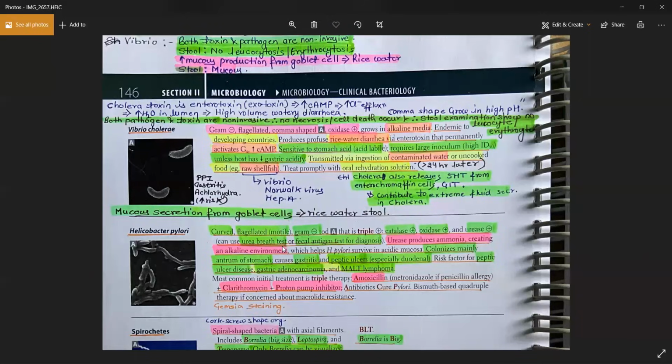Any doubt in the Vibrio cholerae? How will I identify this bacteria? By the curved shape or the S shape and the flagella, and these are gram negative, oxidase positive, and they require the alkaline media to grow. And the other histories the patient might present you with are the PPI history, the proton pump inhibitors, or might be the autoimmune gastritis, or might be the case of achlorhydria. Okay, very important. Any doubt?